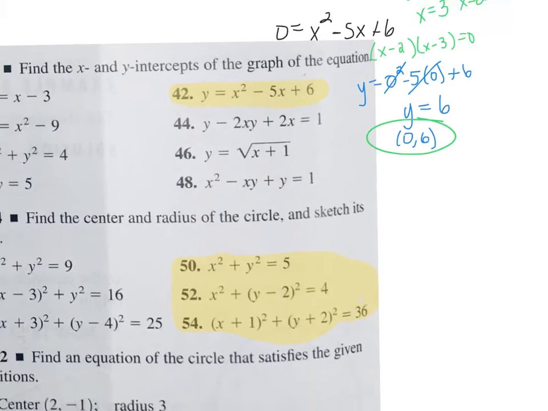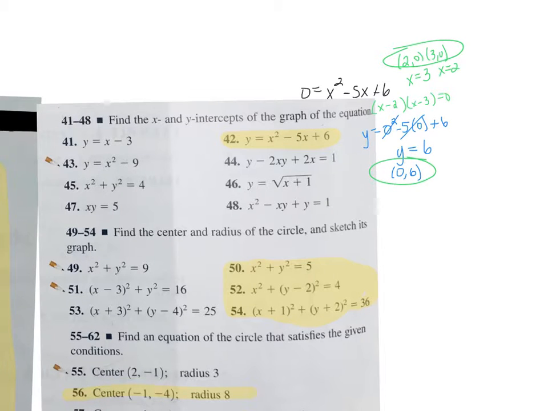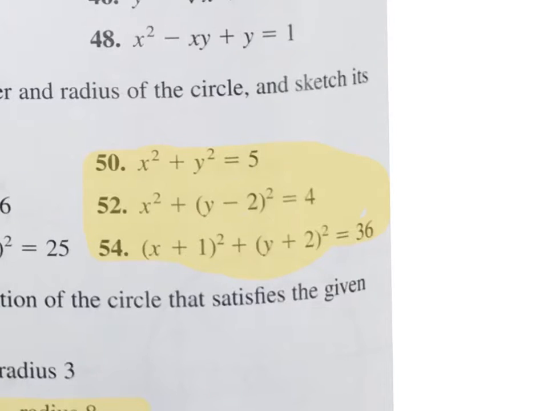All right, now let's talk about circles. In 50, 52, 54, they say find the center and the radius. Don't worry about sketching it. You guys can tell me that just by looking at your graph. What is the center of 50? What is it? (0, 0). How did you get that? Because there's no number being added or subtracted with x and y. And then what is my radius? The square root of what? 5. Do we know what that is? No, so just leave it.